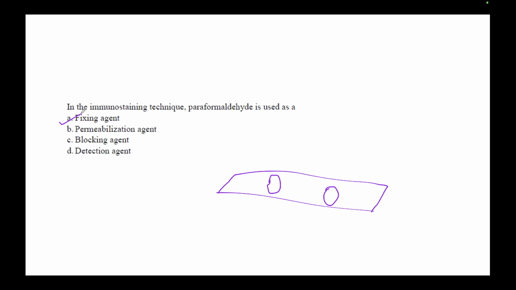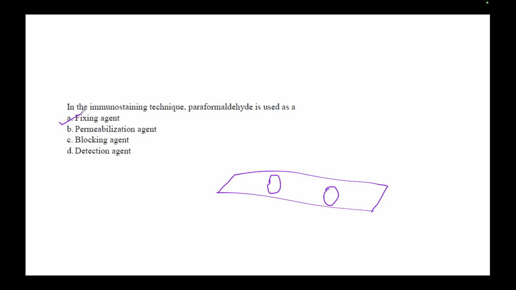We usually use Triton X or saponin. These are permeabilization agents, a kind of harsh detergent, which will break the cell wall in a limited concentration, and then the antibodies can enter inside the cell. So blocking, permeabilization, then you give the primary antibody, which can enter due to permeabilization, then the secondary antibody, and then the detection.